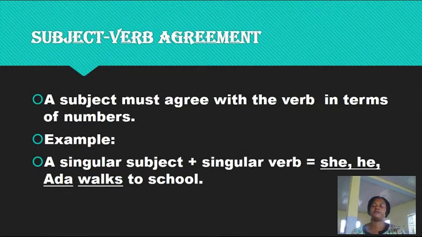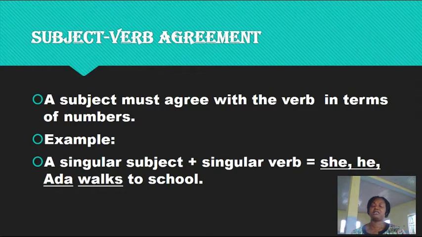Subject-verb agreement. Most times we write and we don't get to use this. We just flaunt this rule and write. I guess the problem is anxiety, so we shouldn't be anxious for anything. The subject must agree with the verb in terms of number. For example, a singular subject goes with a singular verb. He, she, Ada walks to school. There's a comma showing that they are separate subjects. They are not together.